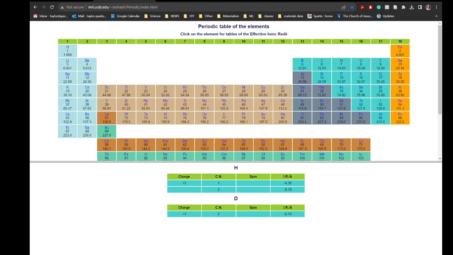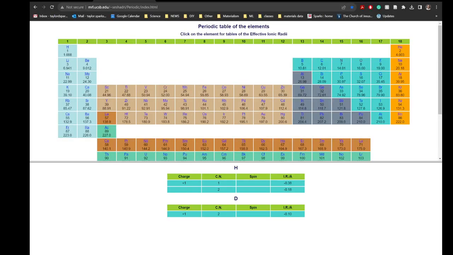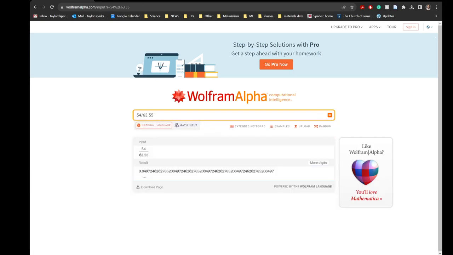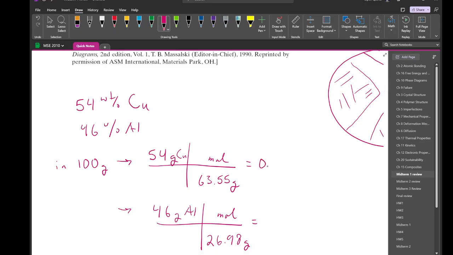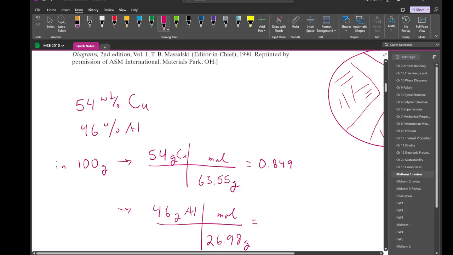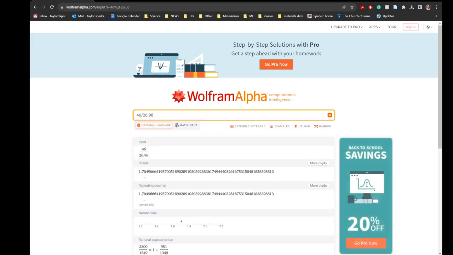If we look at copper, I think it's 63.55. So we're going to divide by 63.55 grams per mole. So 54 divided by 63.55 is 0.849. Okay. The other one is 46 divided by 26.98, so my assumption was wrong. It's not a 1-to-1 formula. 46 divided by 26.98 is 1.704.